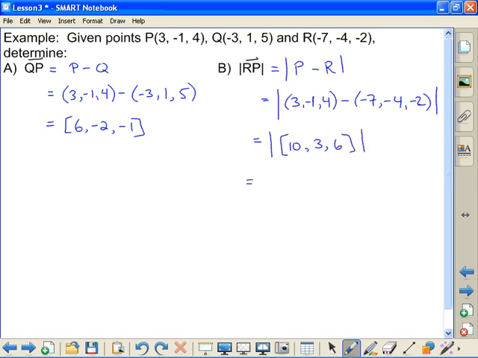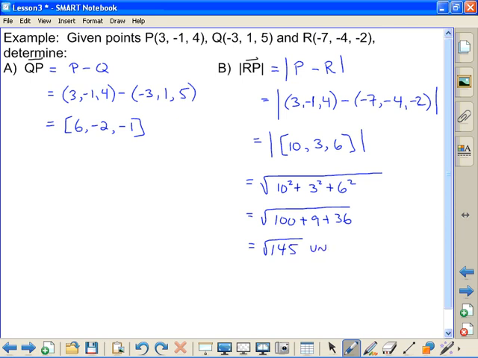And we then switch to the actual magnitude at this point. So it'll be the square root of your x component squared plus your y component squared plus your z component squared. 109 and 36. So the square root of 145 units. So there you go. That's the only difference between 3D and 2D. So in order of finding vectors, not much has changed.